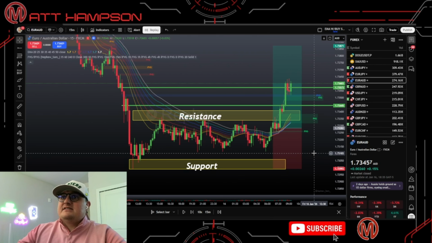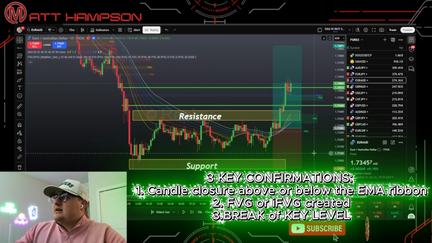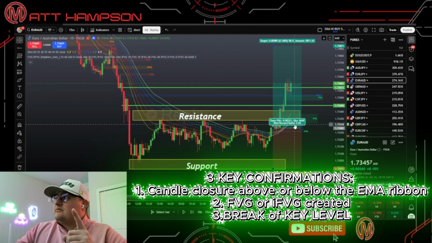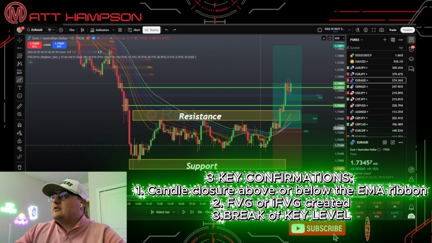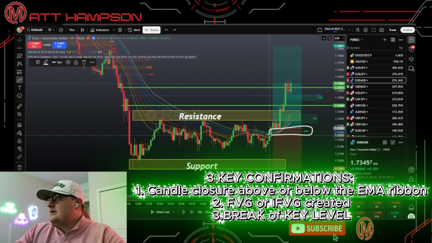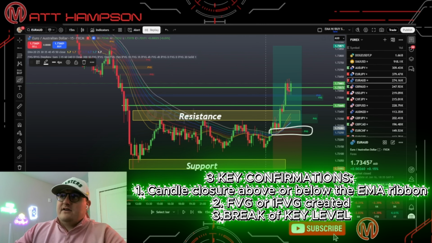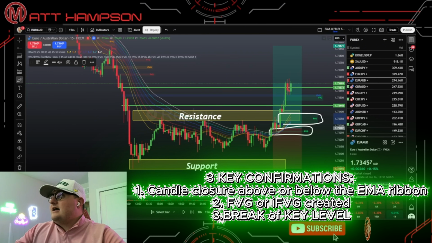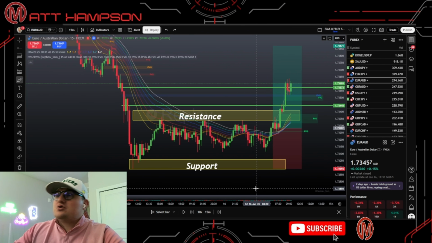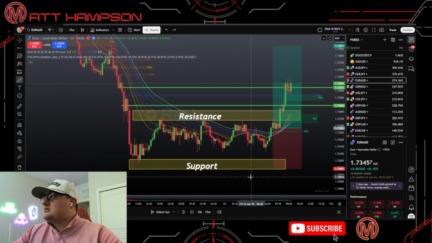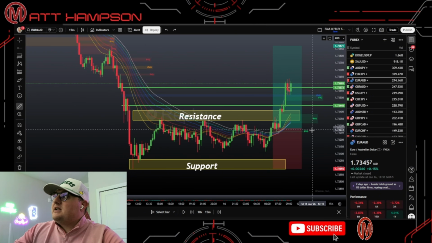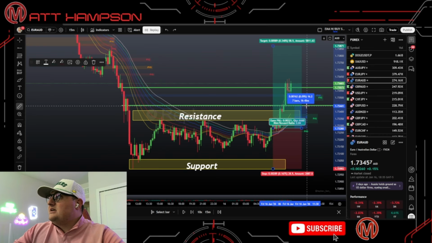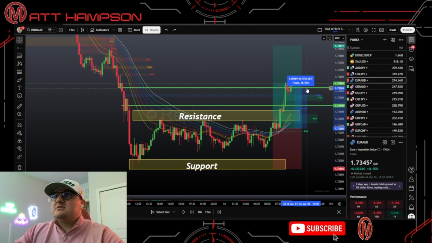Now you need to remember that you need to have these 3 confirmations. A candle closure above or below the EMA ribbon. We had that right here. The next thing that you want to have is a fair value gap created. We've created one right here. If you want, you can even wait for a second fair value gap to be created like we did right here. After that, you are going to take a long or a short based on the chart. Based on this chart, we're going to take longs. And if you got in with the first candle closure above the EMA ribbon and the first fair value gap formed, you'd be at 16 pips in profit for TP1 and 28 pips profit for TP2.